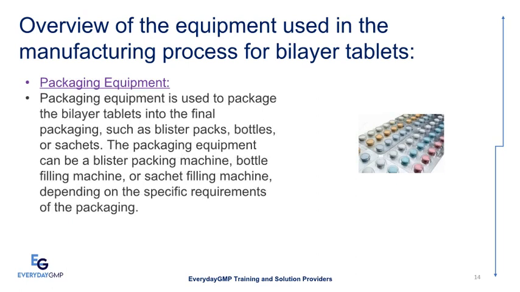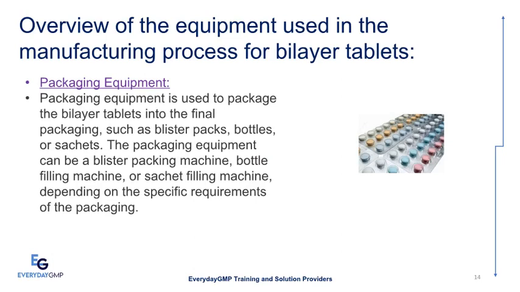Lastly, as for all tablets, there is packaging equipment. Packaging equipment is used to package the bilayer tablets into the final packaging, such as blister packs, bottles, or sachets. The packaging equipment can be a blister packing machine, bottle filling machine, or sachet filling machine, depending on the specific requirements of the packaging.